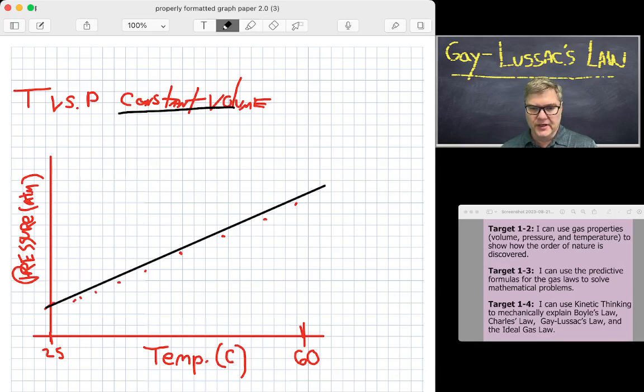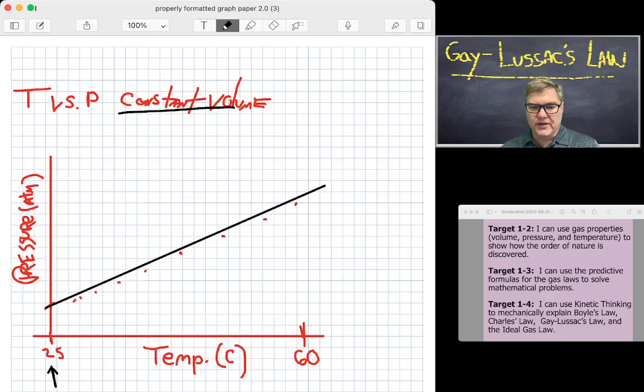What you would see, okay, so let's say we are changing the temperature. We choose the temperature values. That's the independent variable, and the independent variable goes on the horizontal. Pressure depends on what nature does, and so it's on the vertical.